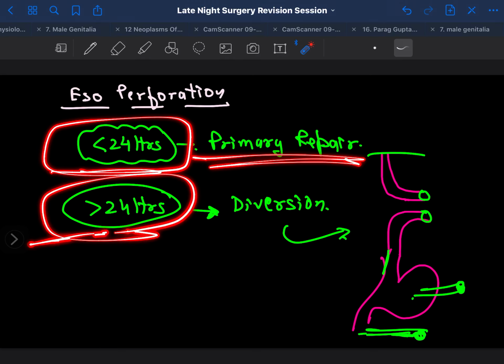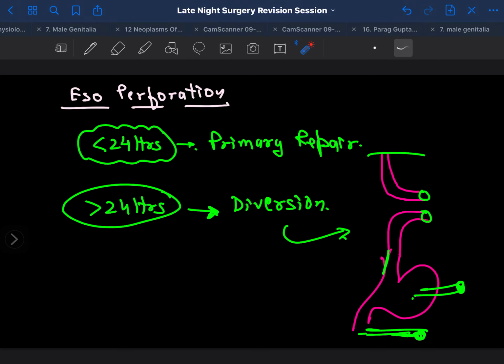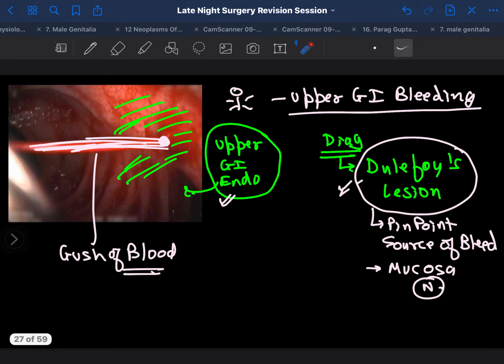Now, esophageal perforation, if at all it is presenting within 24 hours, you go in for a primary repair. If at all it is presenting after 24 hours, you go in for a diversion procedure. I have told you what a diversion procedure is, but if at all it is presenting within 24 hours, you can go in for a primary repair of this particular esophageal perforation.